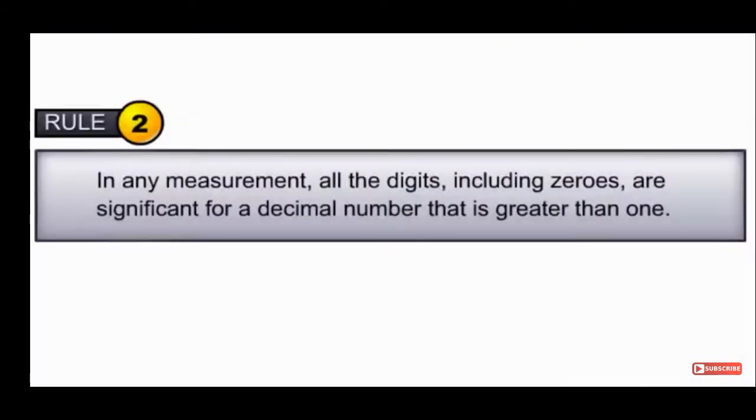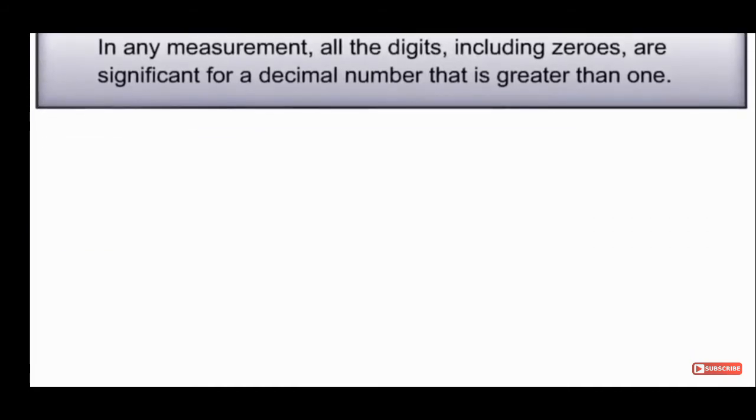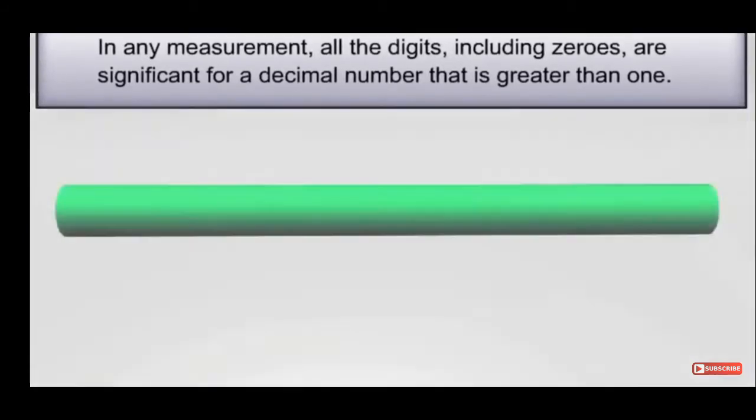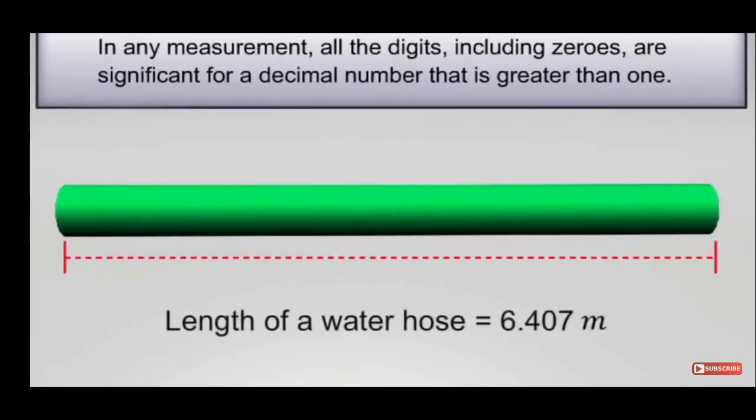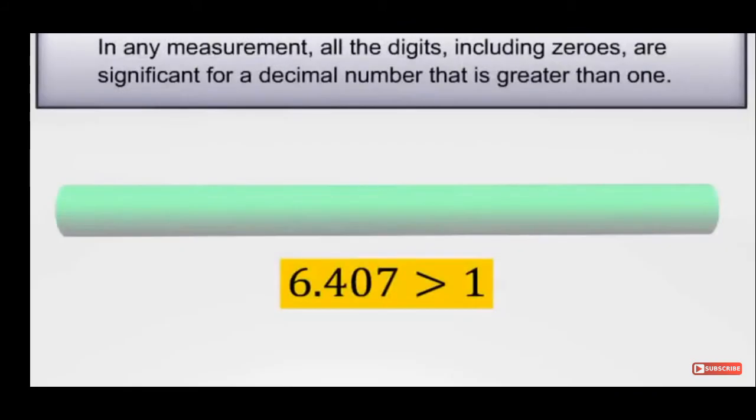The second rule says that in any measurement, all the digits including zeros are significant for a decimal number greater than 1. Here, we have the length of a water hose which measures 6.407 meters. This number is greater than 1. There are 4 significant figures in this number.